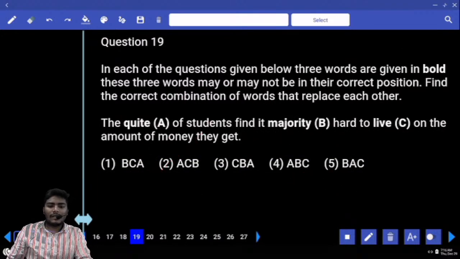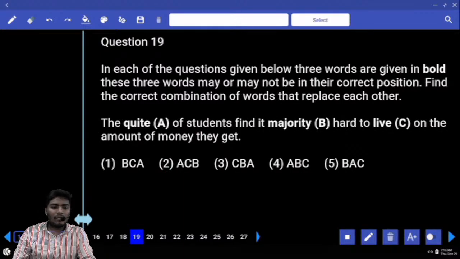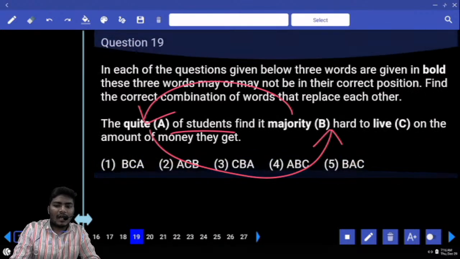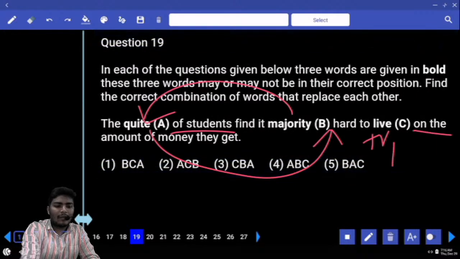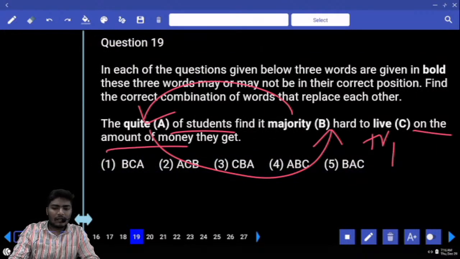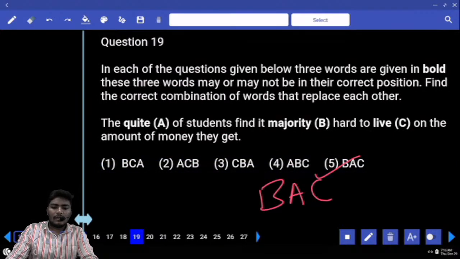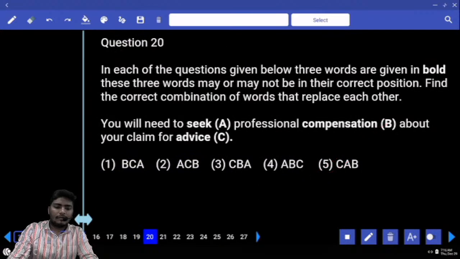The quite of students find it majority hard to live on the amount of money they get. Answer: The majority of students find it quite hard to live on the amount of money they get. Clear? So it should start with BA and C is as it is. Next, move to 20. You will need to seek professional compensation about your claim for advice.